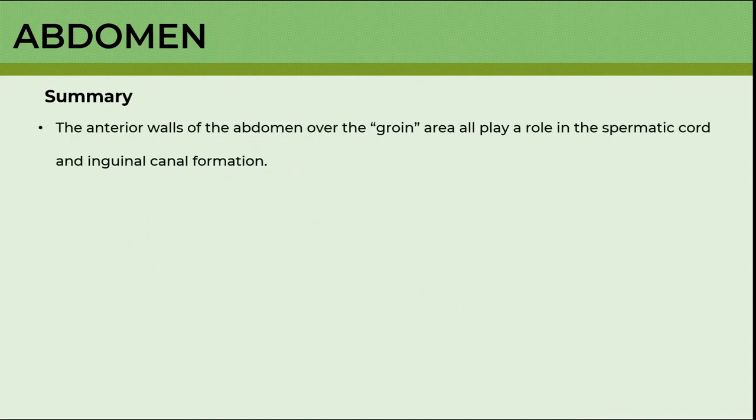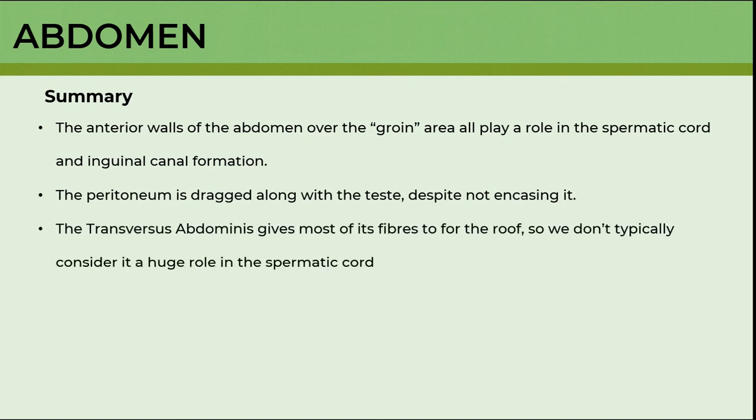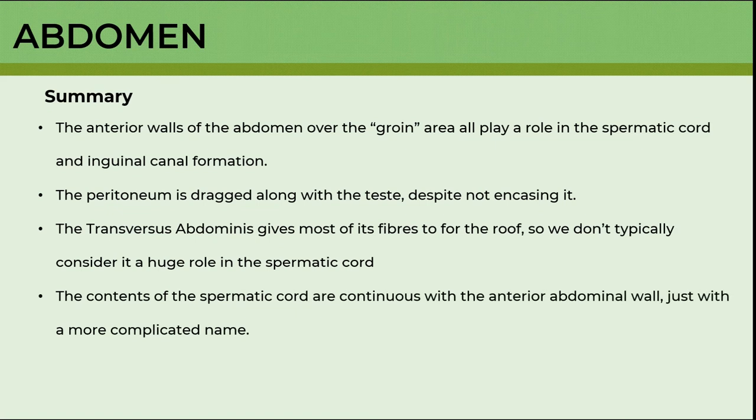So, to summarise, the anterior walls of the abdomen over the groin area play a role in the spermatic cord and inguinal canal formation. The peritoneum is dragged along with the testes despite not encasing it. The transversus abdominis gives most of its fibres for the roof of the inguinal canal, so we don't typically consider it having a huge role in the spermatic cord. The contents of the spermatic cord are continuous with the anterior abdominal wall, just with a more complicated name.